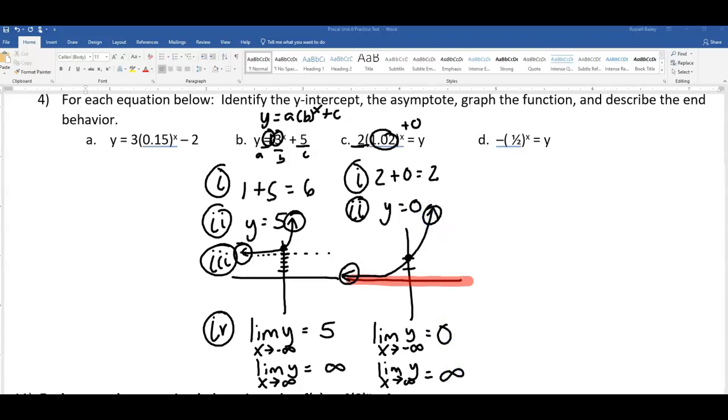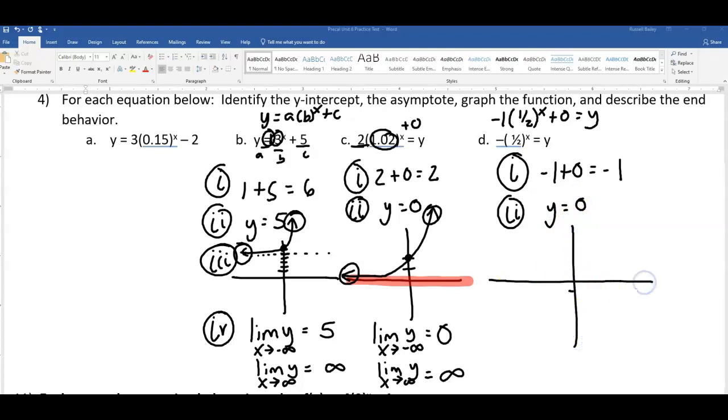All right, go ahead and take a look at part D. We're missing our A and our C on this one, so we can rewrite it. My A is 1, and my C is 0. Okay, so A plus C for my y-intercept would be -1. C for my horizontal asymptote is 0. My graph, y-intercept at -1, horizontal asymptote at 0.